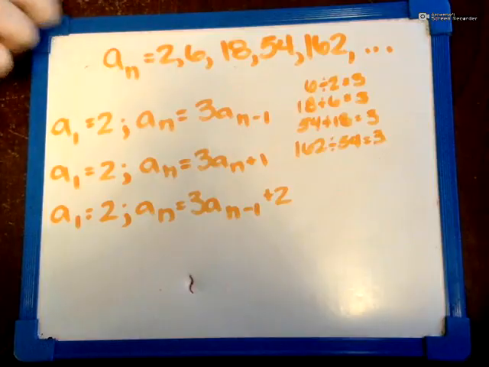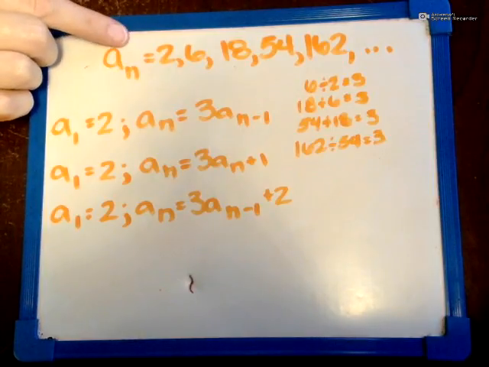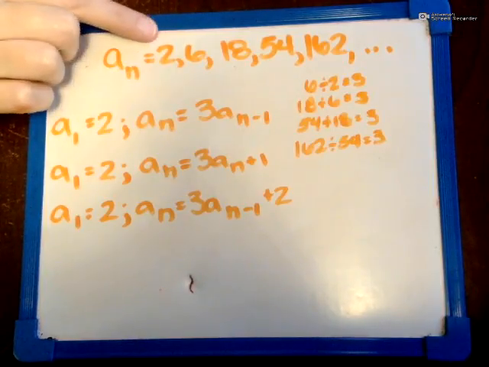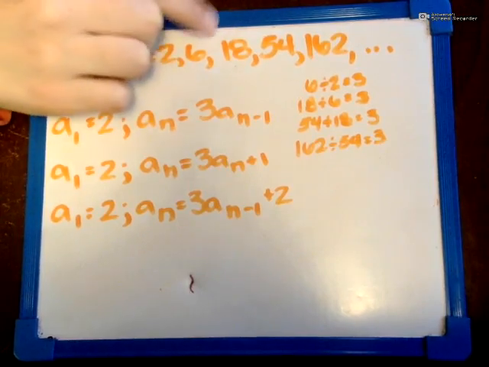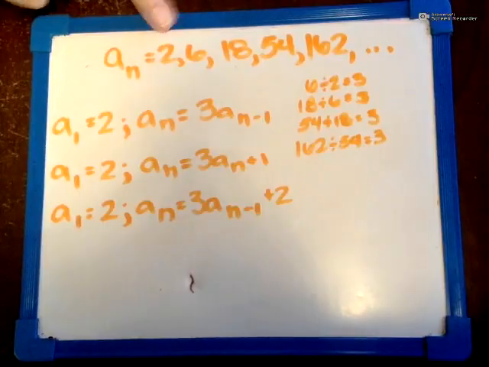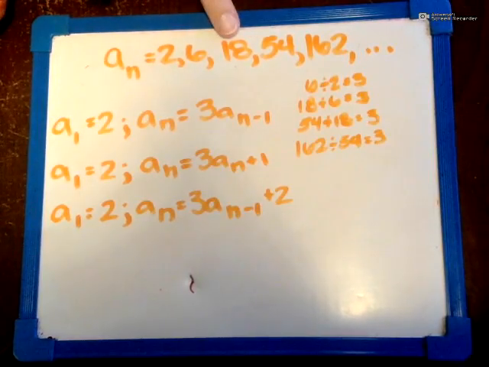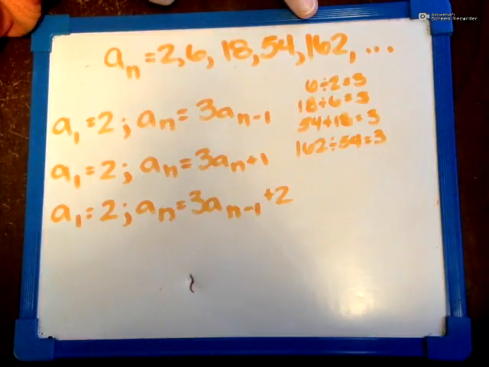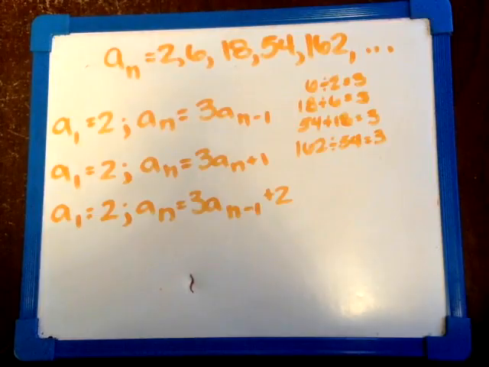Okay, how I solved this was I looked at the pattern and I could see that it wasn't going to be addition or subtraction, because this difference is 4 and this difference is way greater than 4. So I started doing division. I did 6 divided by 2 is 3, 18 divided by 6 is 3, 54 divided by 18 is 3, 162 divided by 54 is 3. Yes, I used a calculator. There's nothing wrong with that.